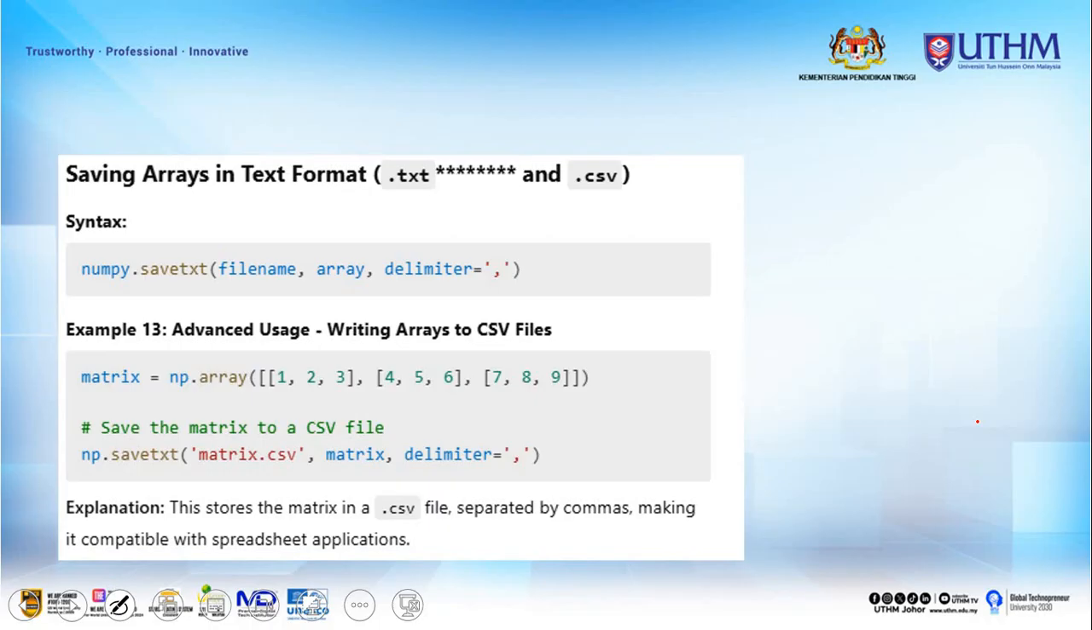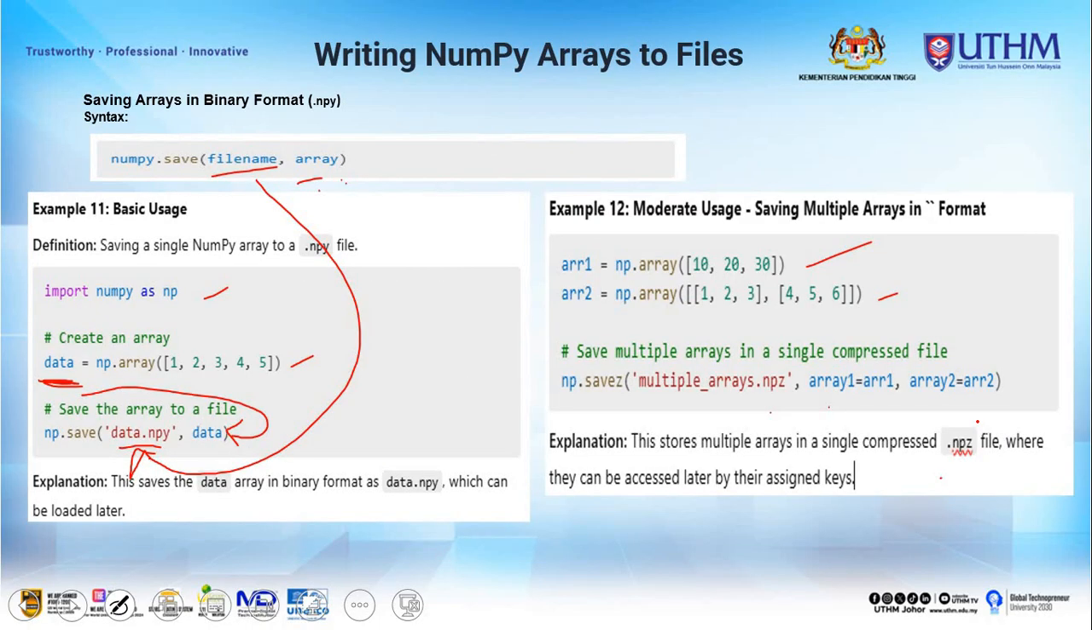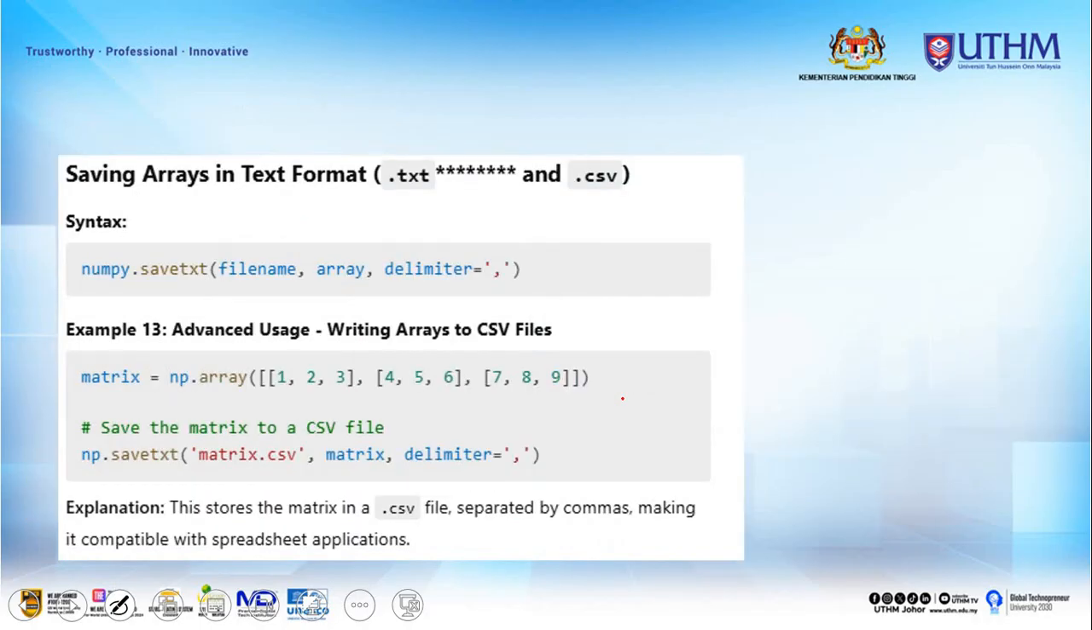Saving arrays in text format. Okay, similar to the previous one, np.save, you can see np.save. But in this case, this one is savez because it's a zip file or compressed file.